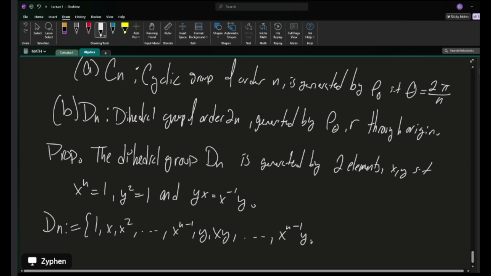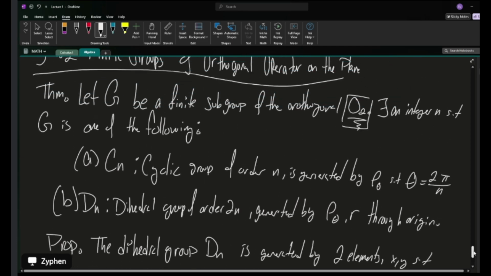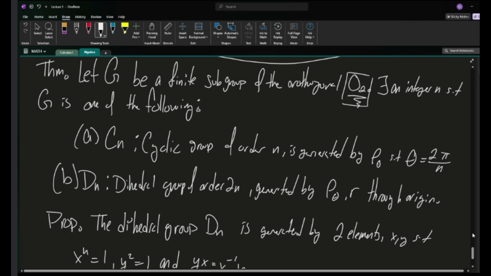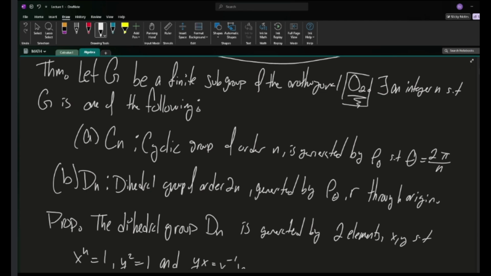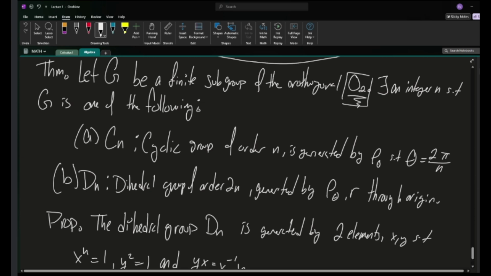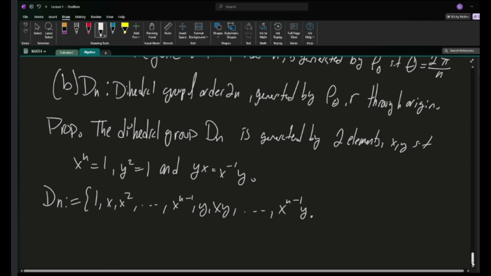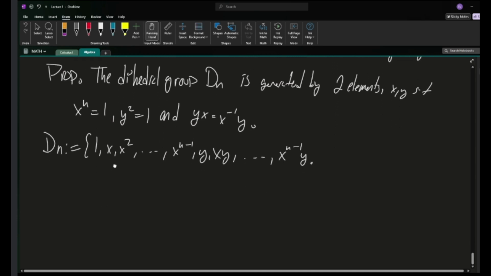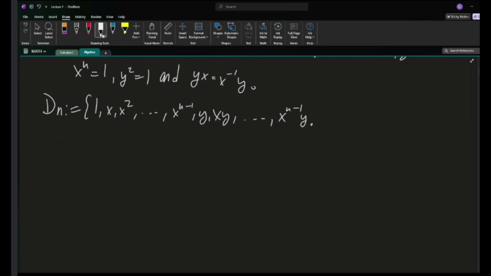Can I scroll up for a moment? Yeah, sure. Here you go. If x to the n is equal to 1, okay. Yeah, no, we could definitely go over that. Cool. So how can I explain this? Okay.